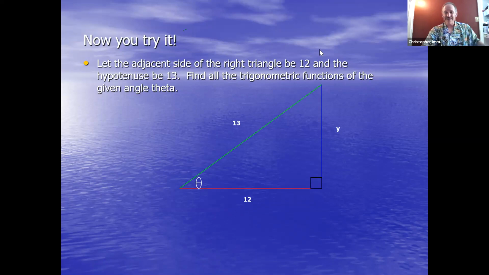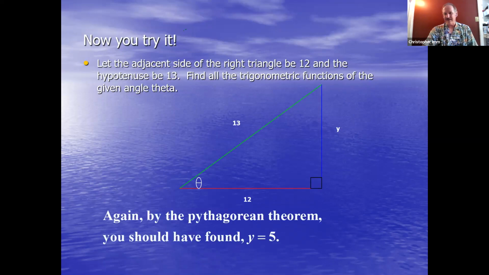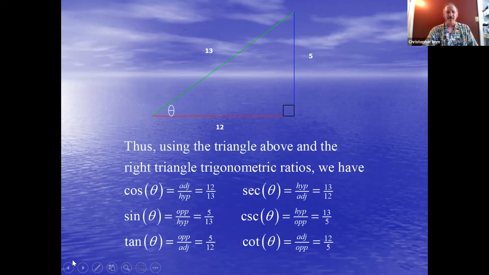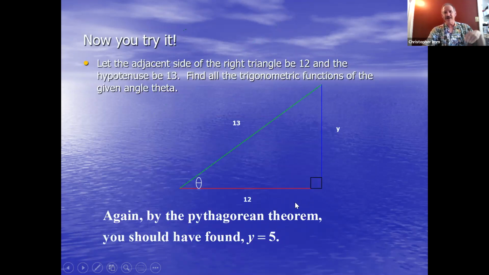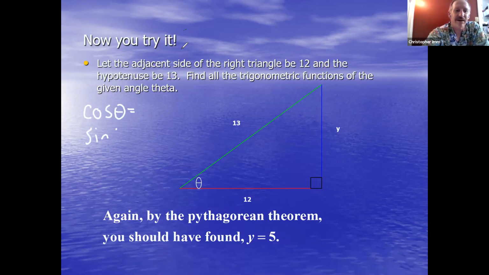So we have this angle here. It's theta, and we want to find all the trig functions of this angle theta. Last time you used the Pythagorean theorem to find y, and you said 12 squared plus y squared is 13 squared, and you got y was equal to 5. So I want you to try to find all the trig values of this angle theta. And if you can just go in and put your answers in here. So go ahead and give it a try.